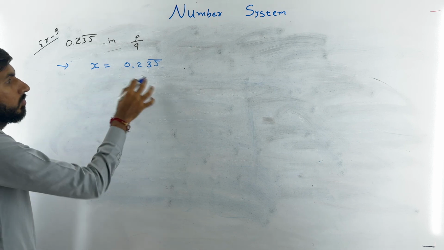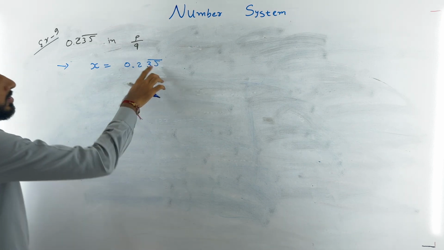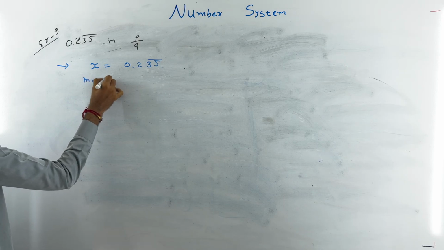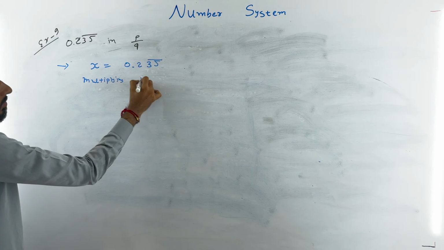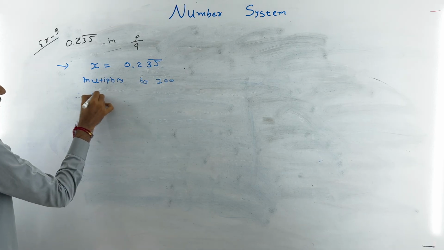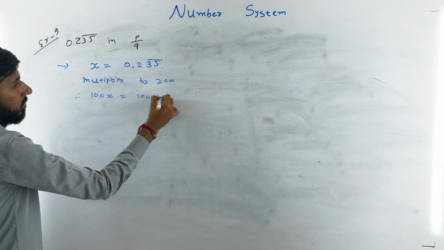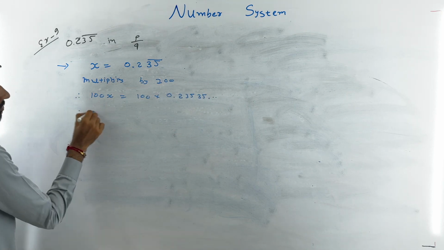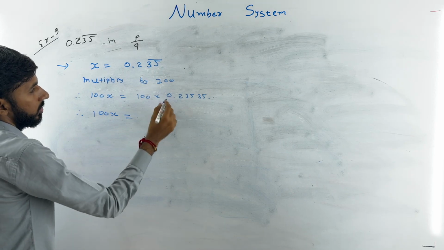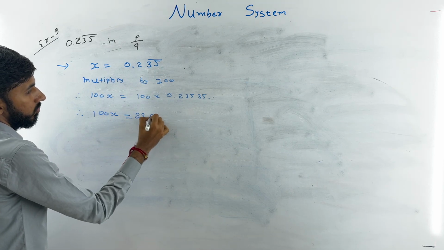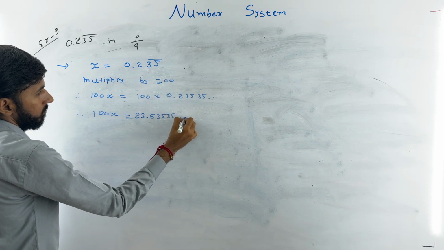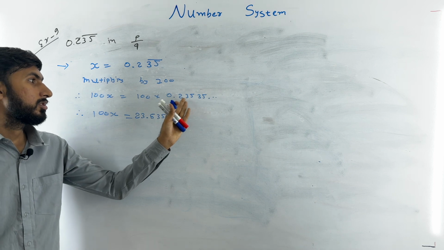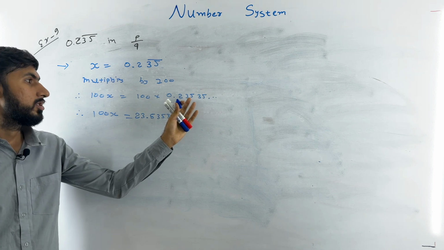Now the second step, we have to multiply both the sides, and here the bar is on 2 digits, so we will multiply it by 100 only. So multiplying by 100, we will get 100x equal to 100 multiplied by 0.23535, and so on, right? So 100x equals 23.53535, right? If I multiply by 100, the decimal point will go after 2 digits, right?